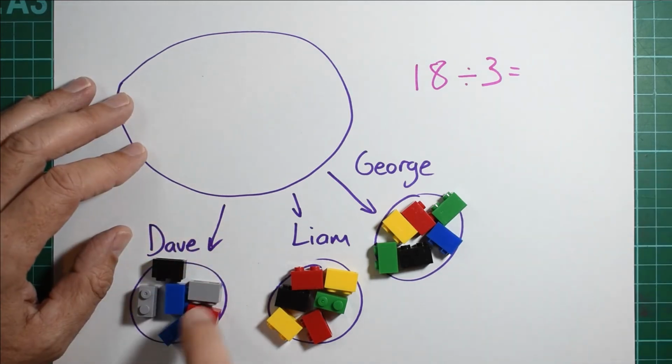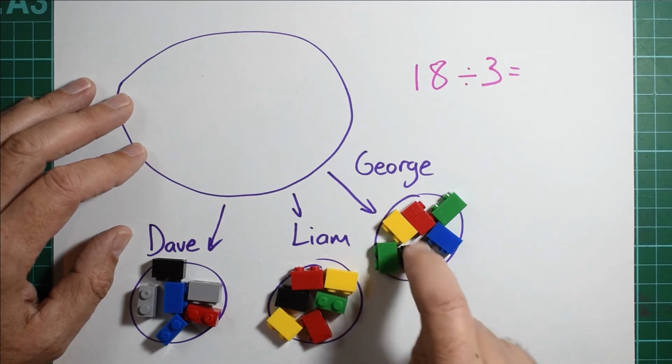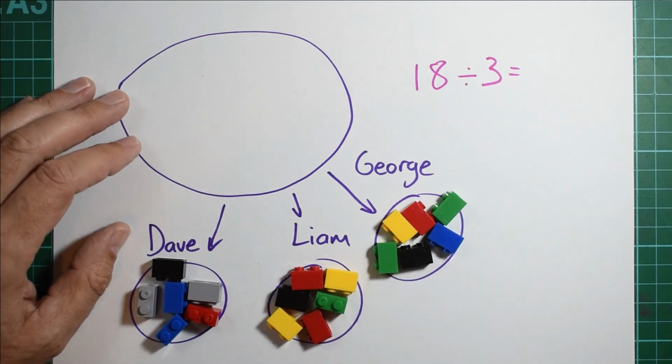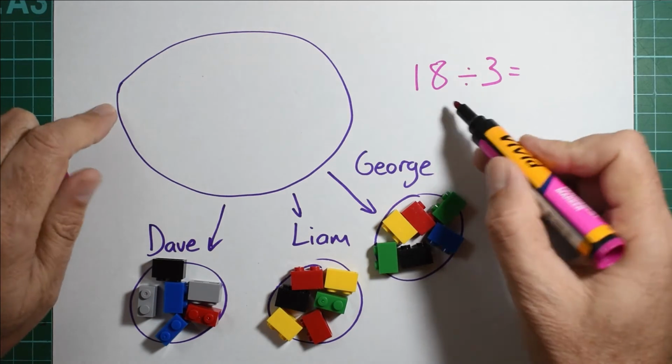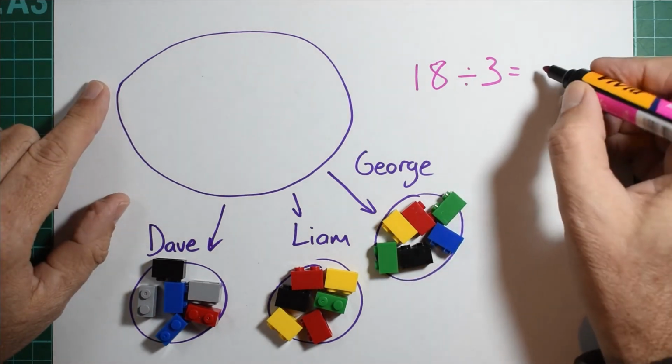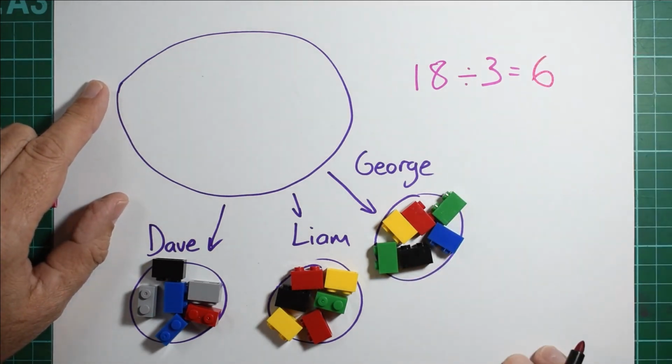It's got 1, 2, 3, 4, 5, 6, 1, 2, 3, 4, 5, 6, 1, 2, 3, 4, 5, 6. So, my answer to 18 chopped into 3 sets gives me 6 in each set.